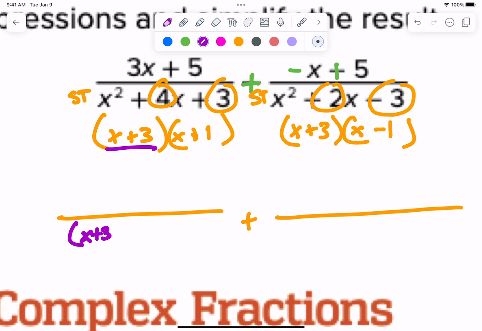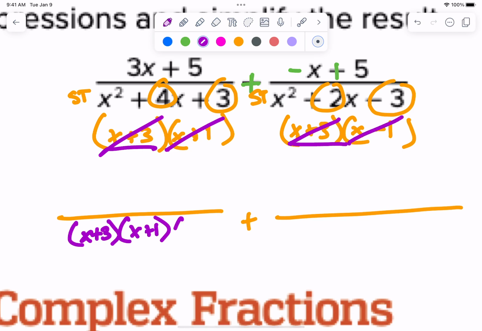All right, I go through and I know I need an X plus 3. I know I need an X plus 1, and I know I need an X plus 3, but do I need 2 of them? No. And I know I need an X minus 1.